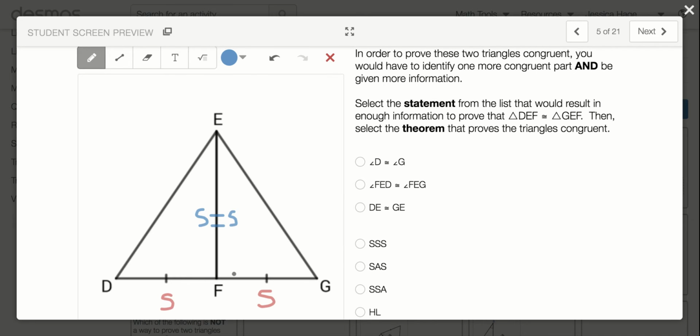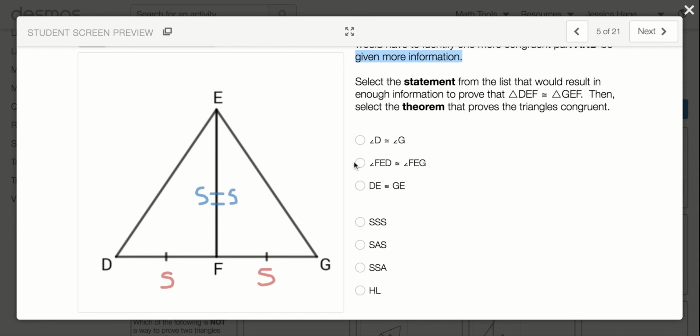And then sometimes when you're labeling pictures, you have to look for something else that would have to be given to you, okay? We're looking for one more piece of information that would have to be given to us in order to prove this, because right now this is not enough information. We've already added in the reflexive property, so we either need another angle or another side.